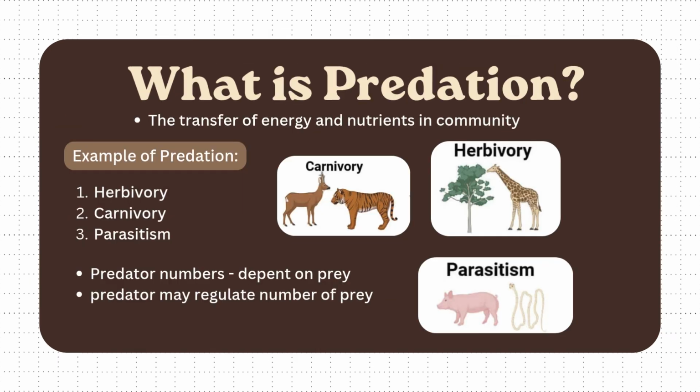So what is predation? Predation is the transfer of energy and nutrients in a community. Examples of predation are herbivory, carnivory, and parasitism. Predator numbers depend on prey, and predators may regulate the number of prey.